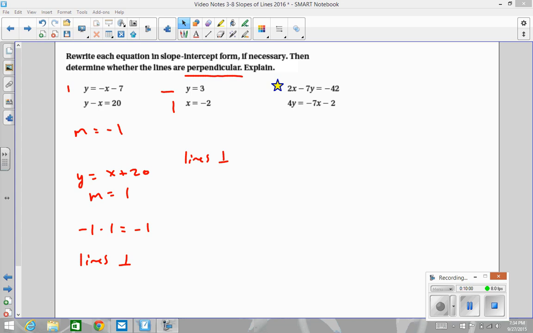All right, so you should have some work solving those. Check your slopes, multiply them together, see what you get, and you'll find out they are not perpendicular. Make sure you have the work. We're going to be looking for your slopes. We're going to be looking for the fact that you multiply them together to check to see if you had a -1 product.